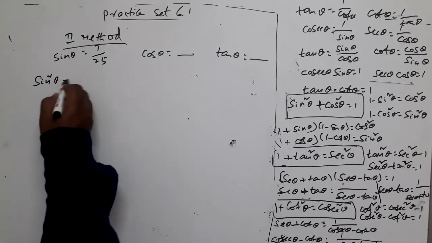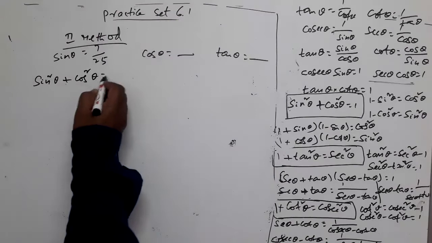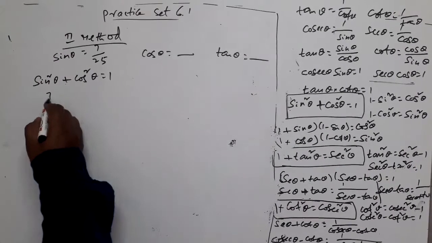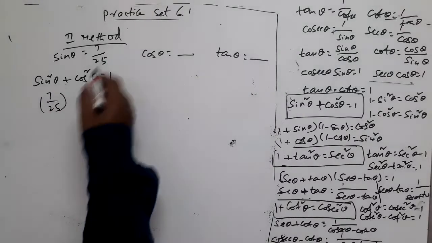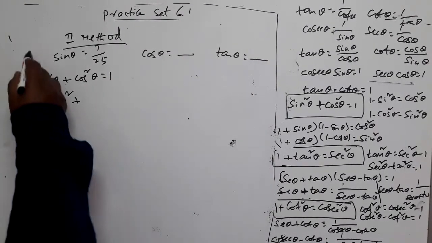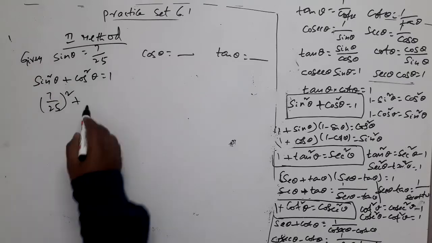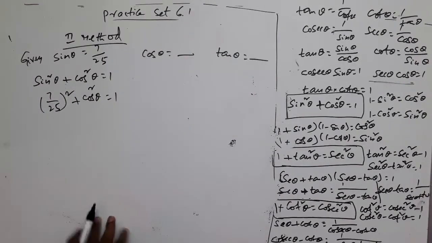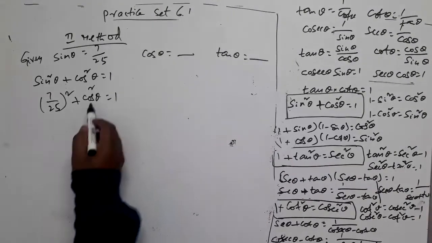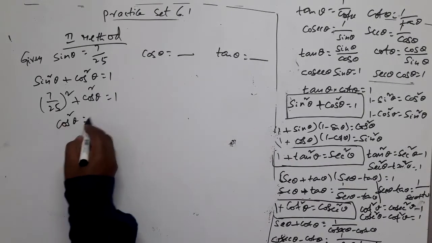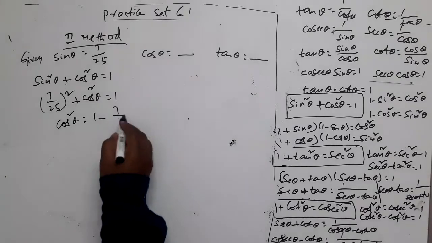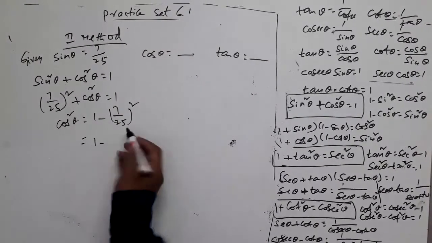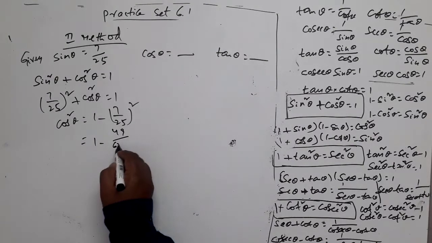sin square theta plus cos square theta is 1. Let us substitute the value of sin theta. Sin theta is 7 by 25, given. Plus we don't know our value of cos theta, plus cos square theta is 1. That's all, simple substitution. So cos square theta can be written as 1 minus 7 by 25 whole square. Let us simplify that. This is 49 by 625.